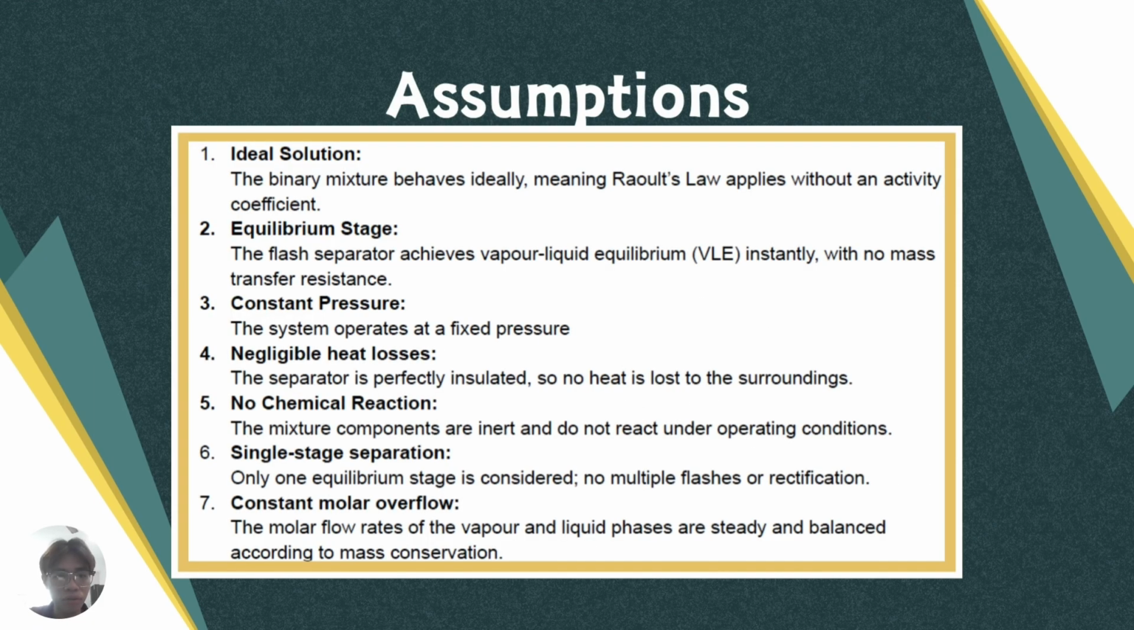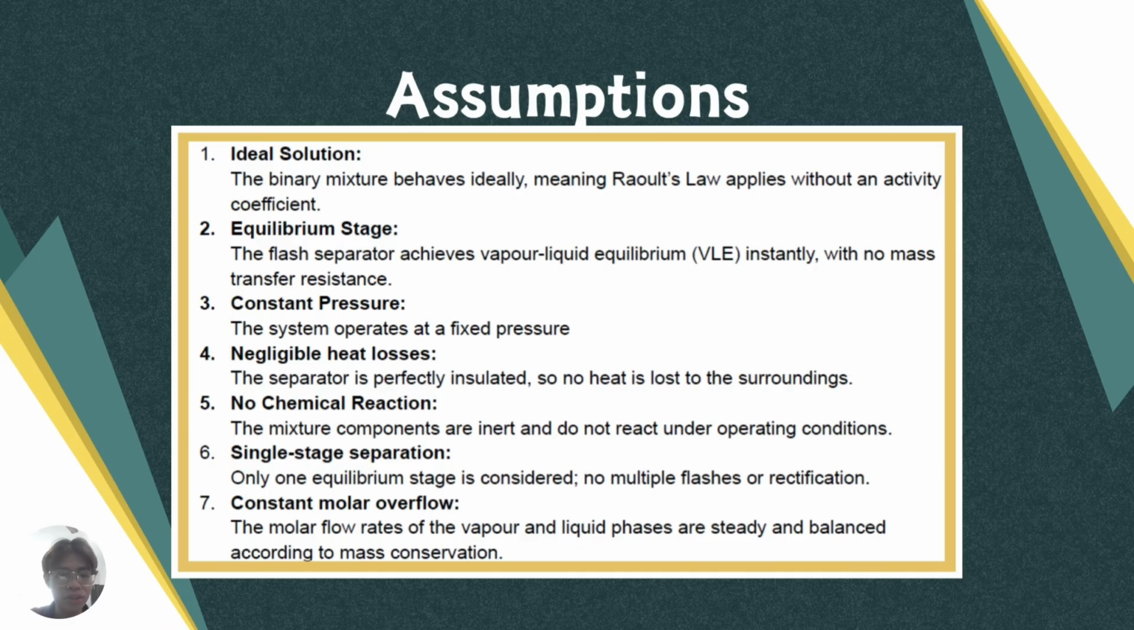Assumptions. First, ideal solution: the binary mixture behaves ideally, meaning Raoult's law will apply without an activity coefficient. Second, equilibrium stage: the flash separator achieves vapor-liquid equilibrium (VLE) instantly with no mass transfer resistance. Third, constant pressure: the system operates at a fixed pressure. Fourth, negligible heat loss: the separator is perfectly insulated, so no heat is lost to the surroundings. Fifth, no chemical reaction: the mixture components are inert and do not react under operating conditions.